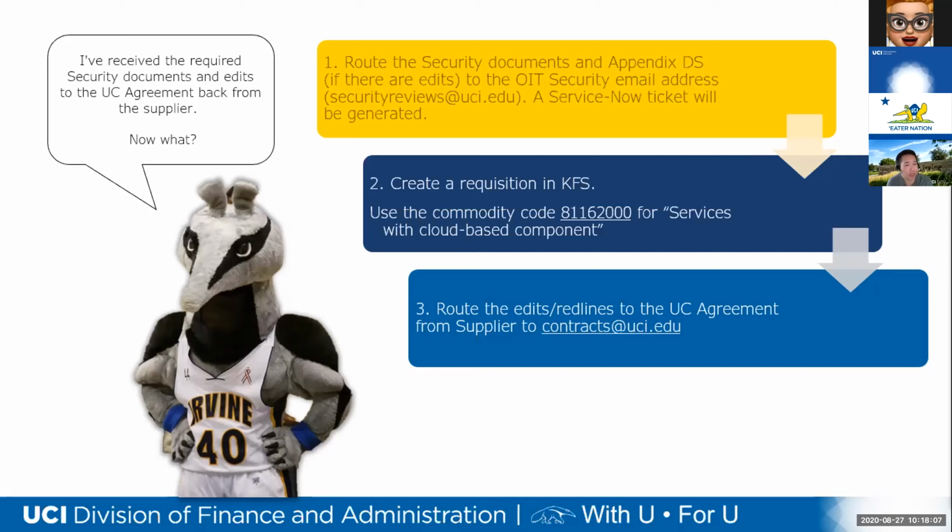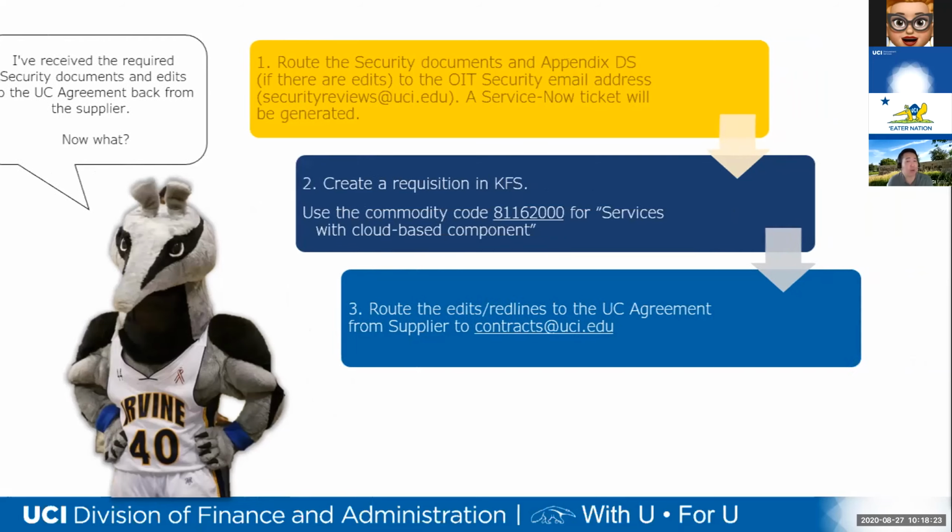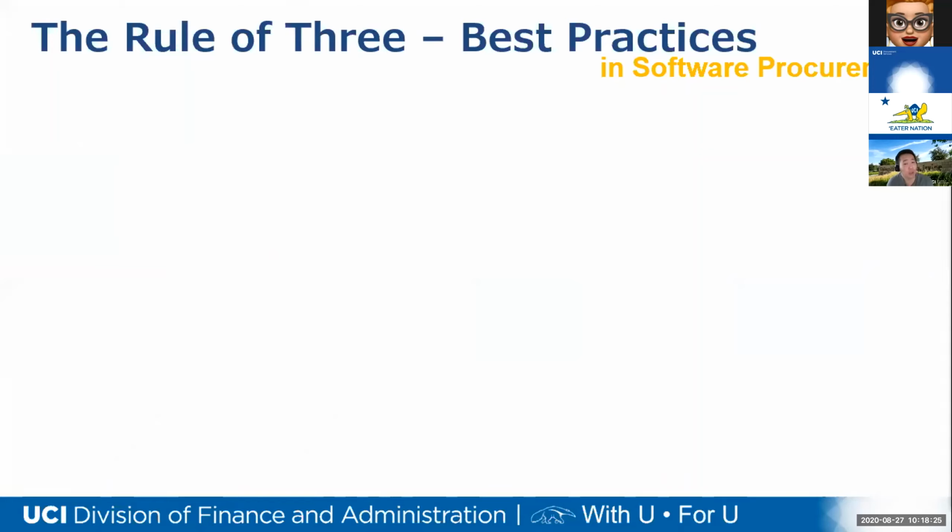Number three, we ask that you route the edits and the red lines to the UC agreement from the supplier to our contracts email address. This will then be assigned to one of our contracts analysts for review. The rest of the steps in the software procurement process can be located on our website and also on the presentation from last month, which I believe is recorded.